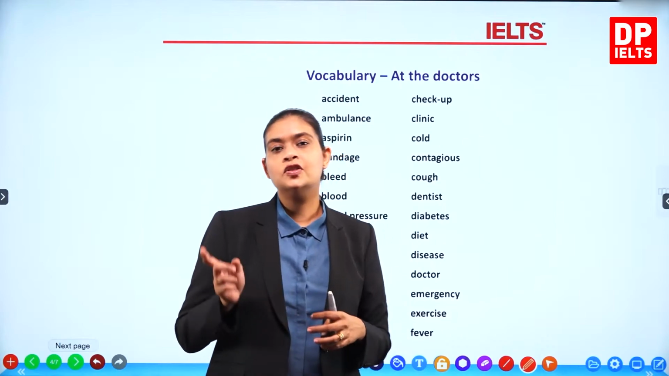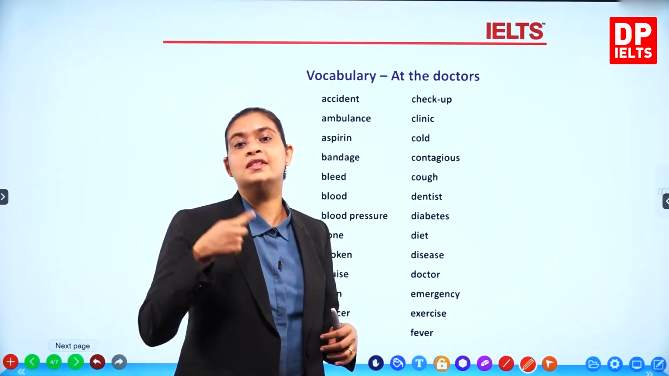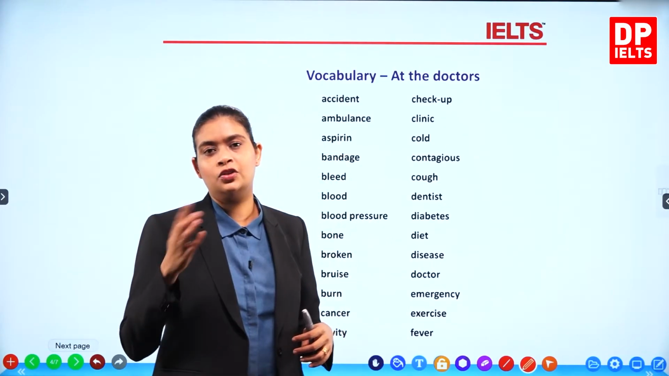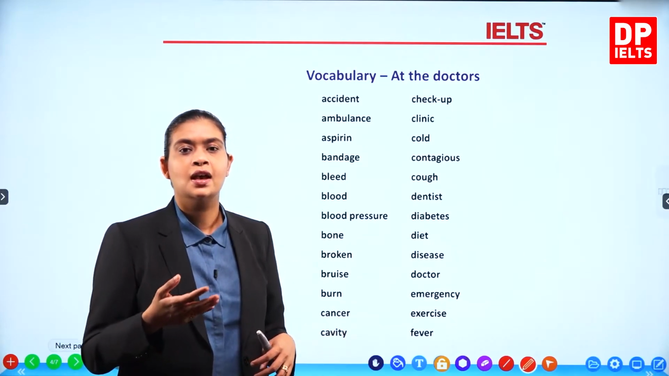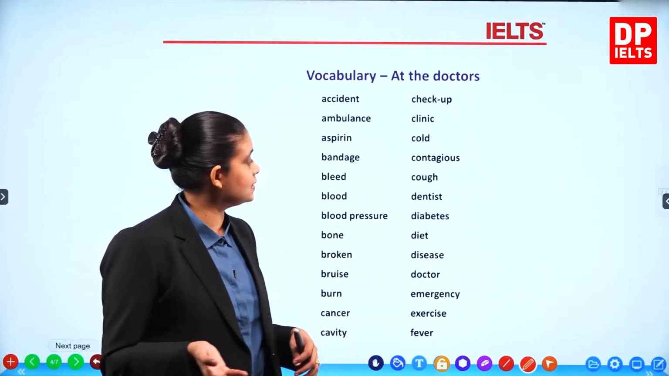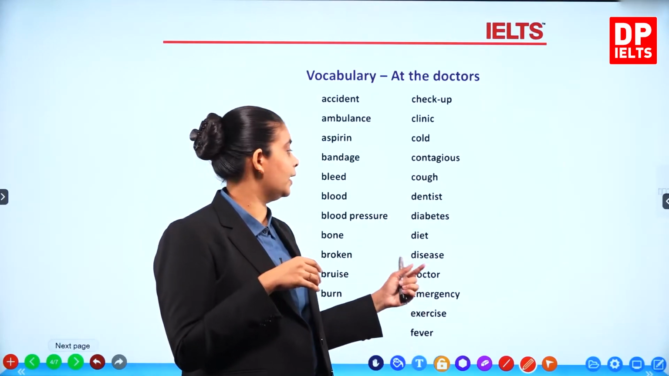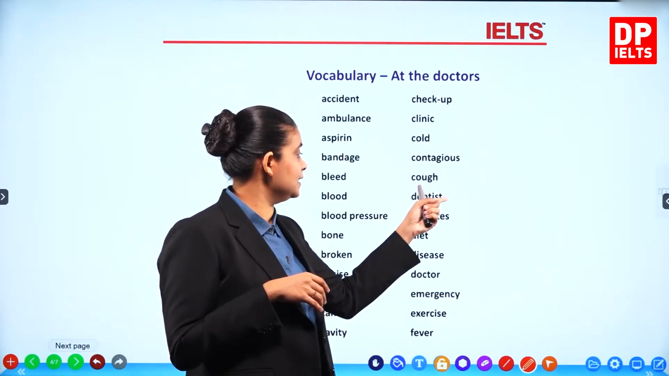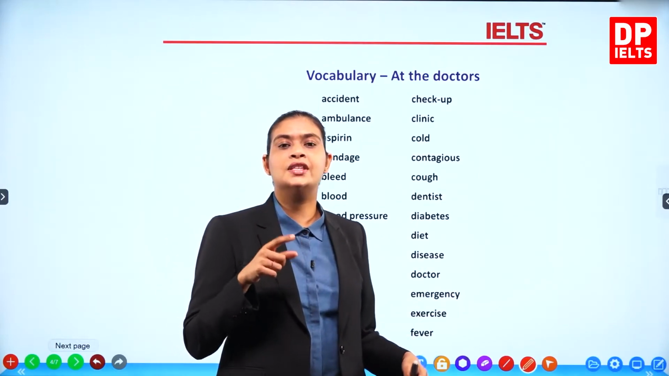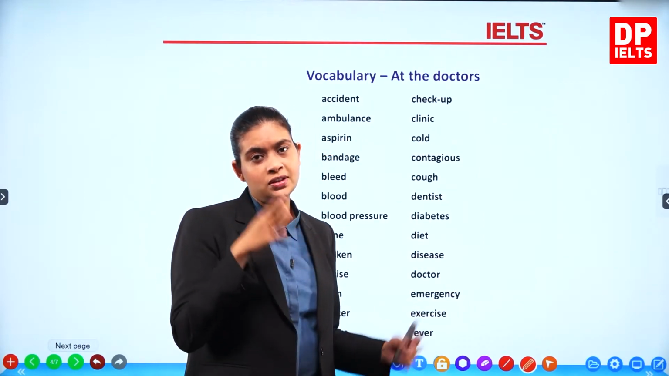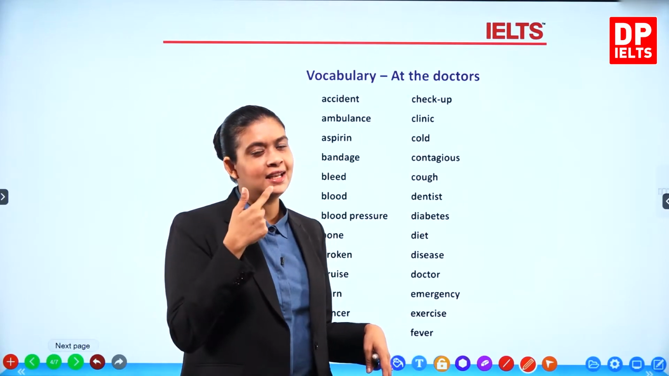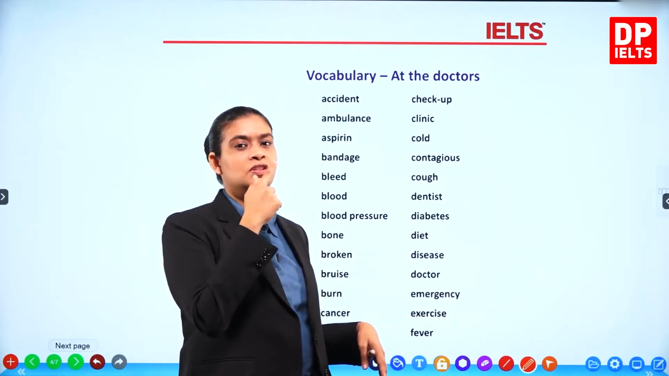Contagious. Contagious means when it goes from one person to the other person. Like, chicken pox is contagious. COVID is contagious, okay? Cough is when you go cough, okay? Dentist. Dentist is the person who checks your teeth. Doctor does your body part. Dentist is the inside part, which is your teeth.